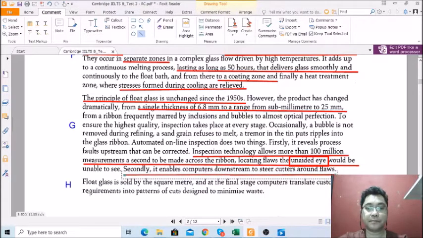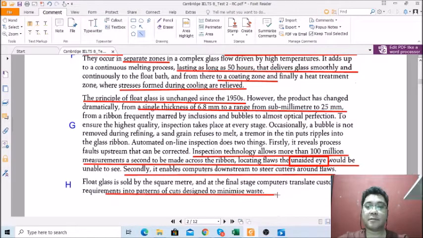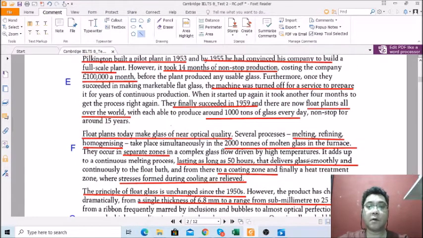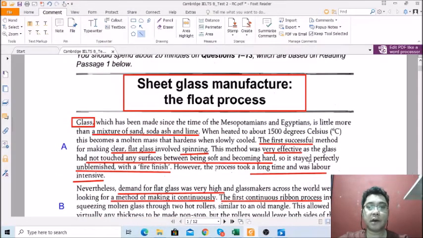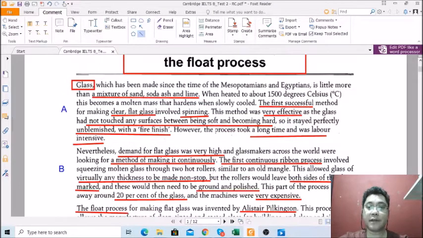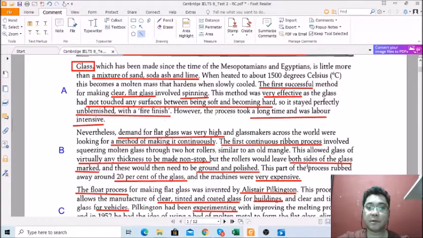And this one. Float glass is sold by square meters, and at the final stage, computers transfer customer requirements into patterns of cuts designed to minimize waste. So if you try to see the whole process, underlining is actually a very creative process. Try to find the information, which one is the main idea, which one is the supporting idea, what is the real intention of the writer. So it's very interesting for us to see this process.